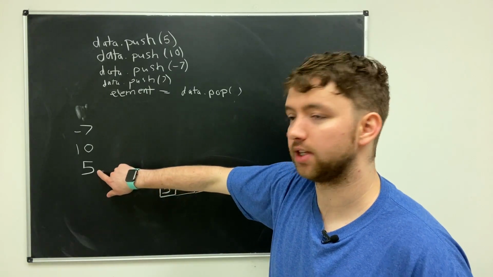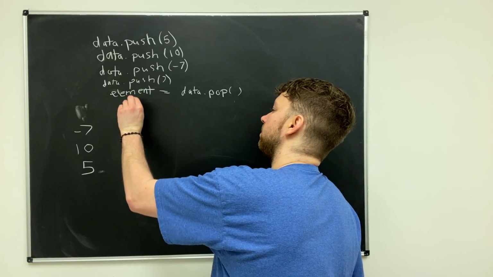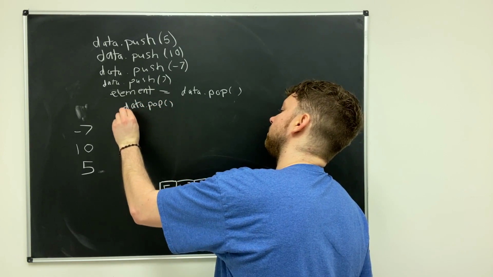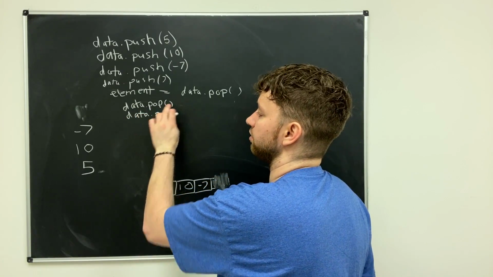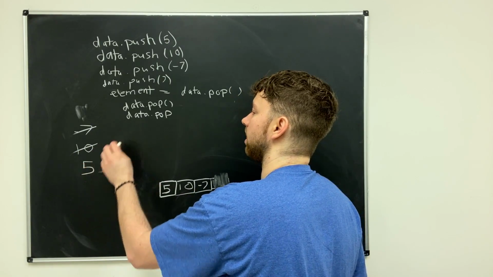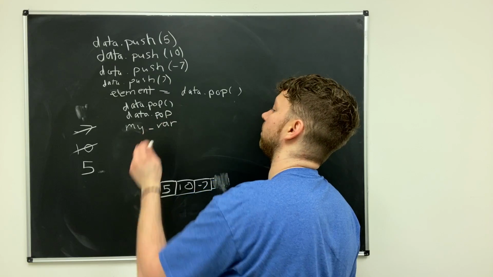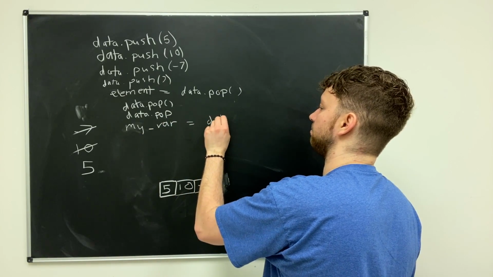So if we wanted to get this element here, here's what we're going to do. We're just going to say data.pop. Again, data.pop. So the first one will get rid of that number, the next one will get rid of that number, and then we do it one more time, and we can assign this one to a variable. Let me think of some creative variable name, and this is going to be assigned data.pop.